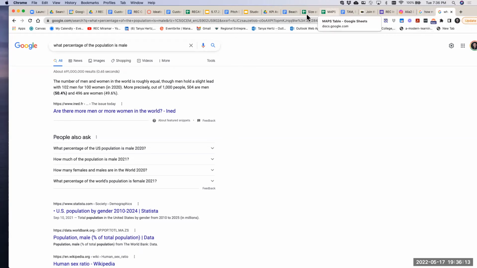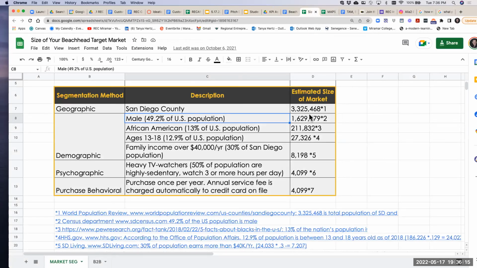And now that you know the percentage, you can make assumptions about people in San Diego based on people in the United States. You can say, if 49% of the population in the United States is male, I'm also going to assume 49% of San Diego is male. And so you take this 49% times the number above it, which gives you an estimated size of the market. Does that kind of clear things up? You guys get how I'm doing this and how to do this yourself? Okay.